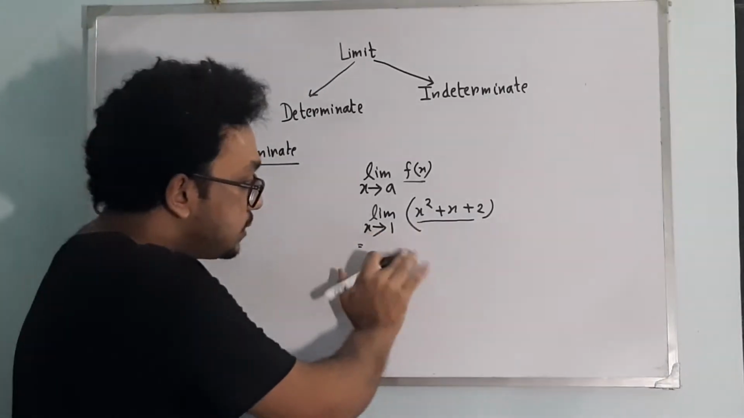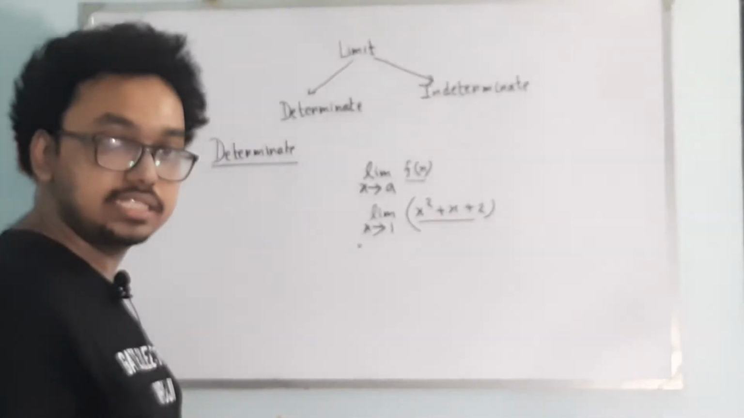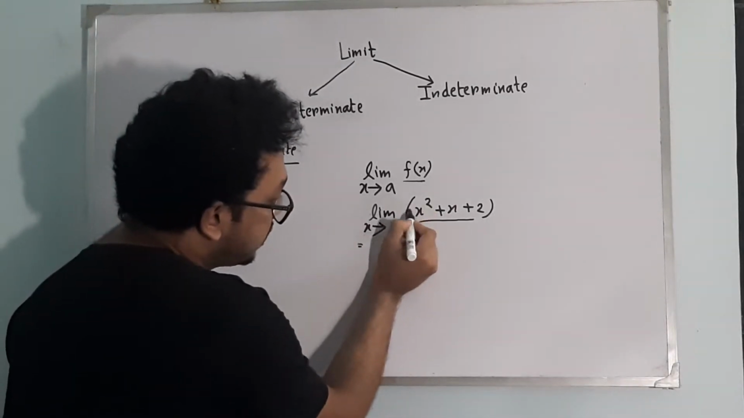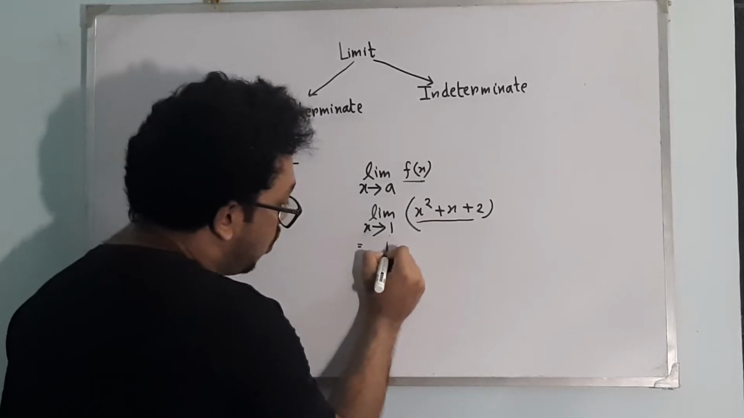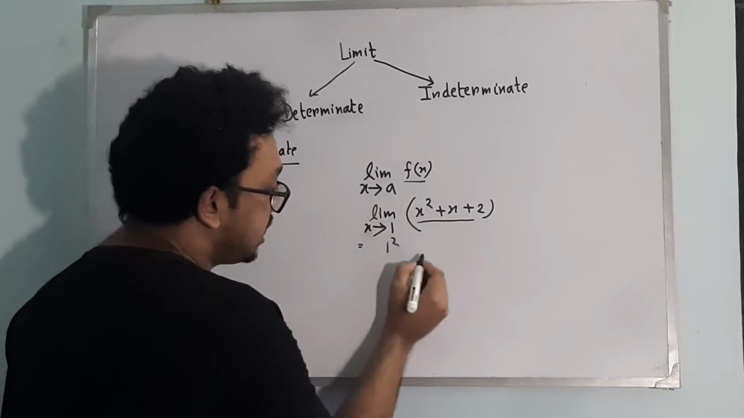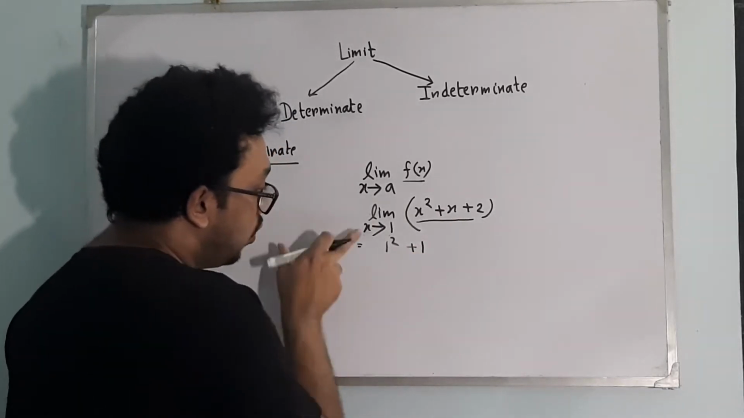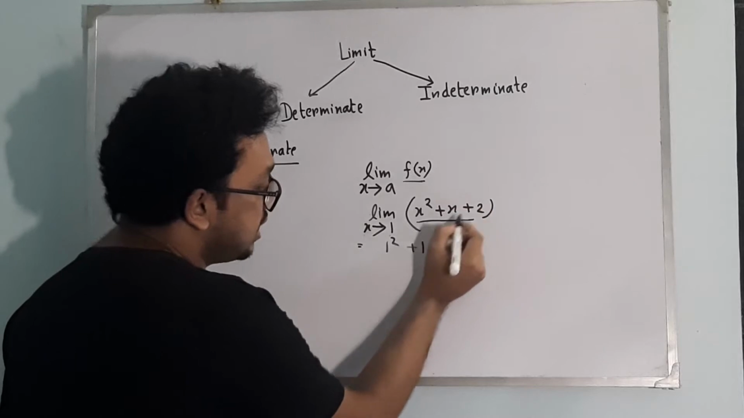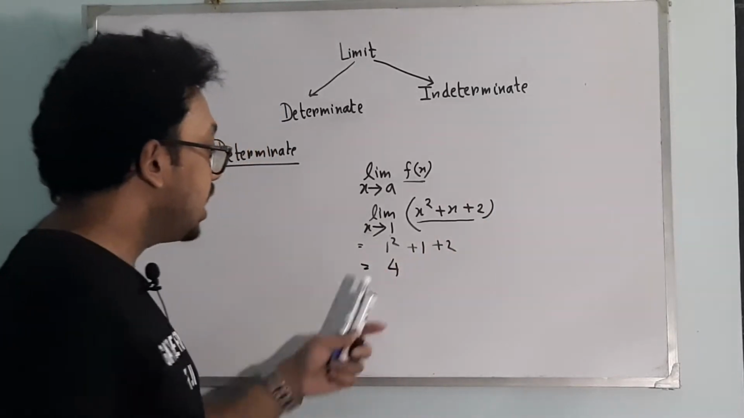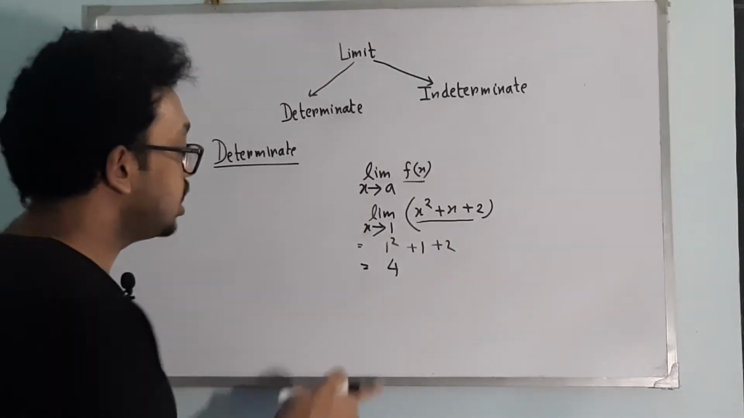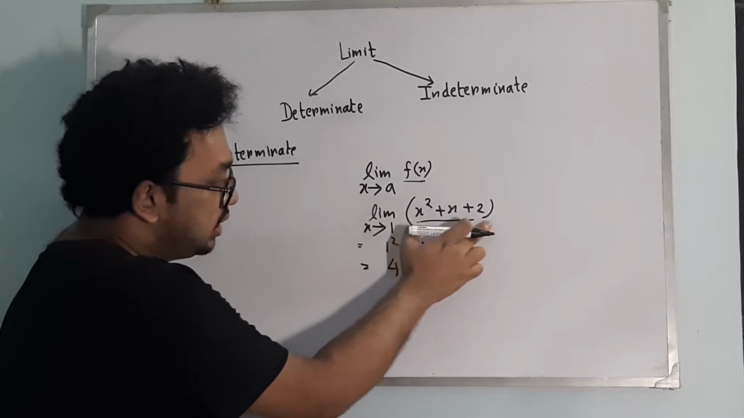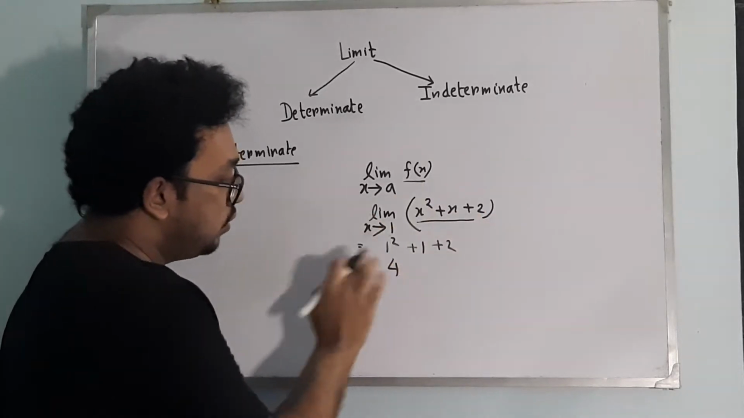Here, just by observing the function you will say that the limit exists, because when x is tending towards 1, this x square will tend to 1 square, this x will tend to 1, and this constant 2 will remain constant. So the whole value will tend to 4.